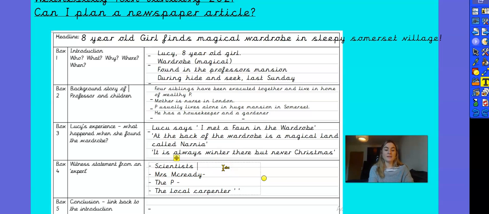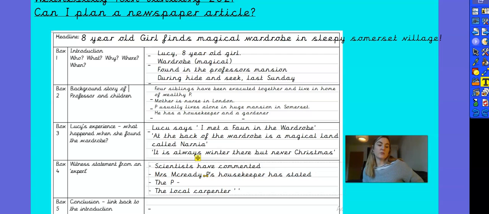So I might say, scientists have commented. And you could, or Miss Macready has stated. Okay, but remember when you write your article, you need to say who they are because they might not know who Miss Macready is. So you might say, Miss Macready, professor's housekeeper, has stated. Okay, just so it makes sense.